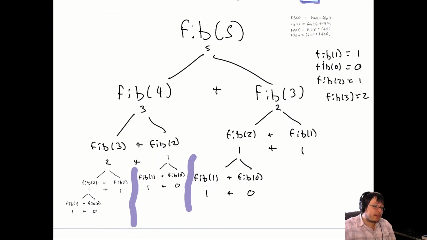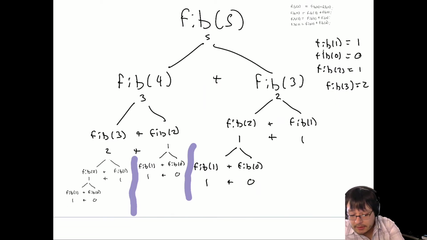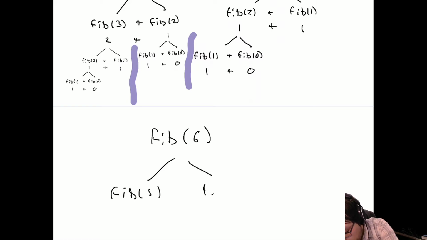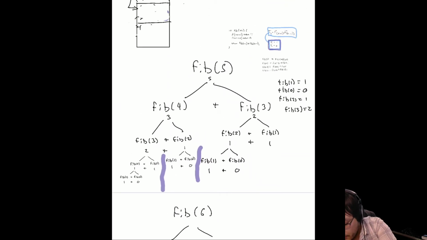Now let's go ahead and do Fibonacci 6. Okay? Fibonacci 6 is the answer of Fibonacci's 4 and Fibonacci's 5. We already have the answer to that. So we can go ahead and basically just take that.